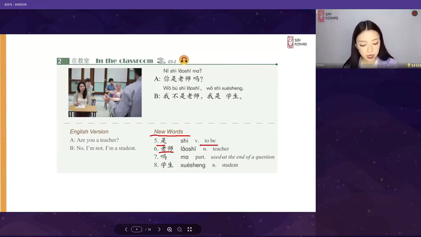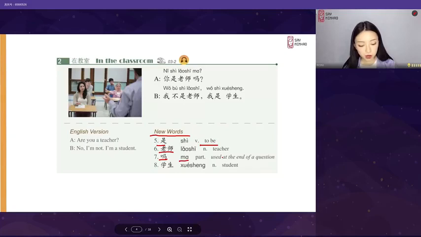Now let's see the next new word, which is a particle. It is ma, ma. It is a neutral tone. So we should read it quick and soft, right? Quick and soft. Read after me, please. Ma, ma, ma. Very good, very good. It is used at the end of a question. Okay, so whenever you see a ma appear in a sentence, then this sentence must be a question.